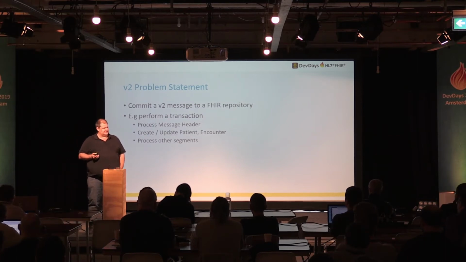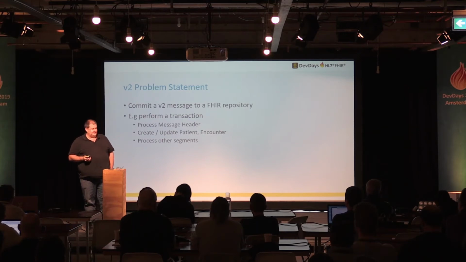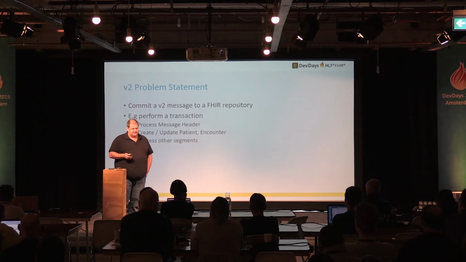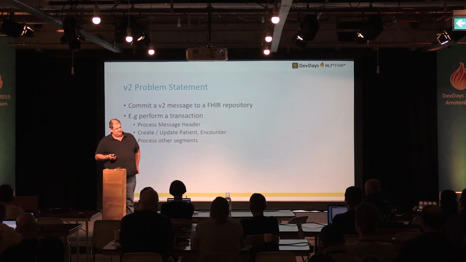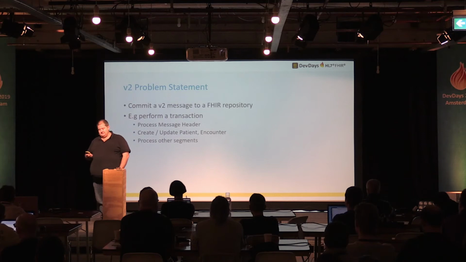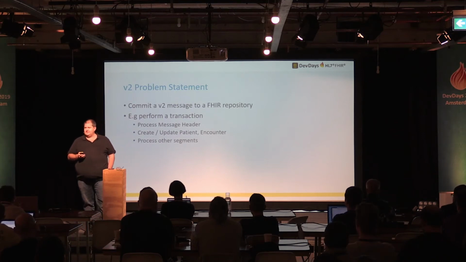So you get a transaction coming in as a message. You're going to, in FHIR, convert it to a transaction, which means you're going to process the message header, figure out what it is, you're going to figure out what actions you should take, create or update a patient, encounter, a bunch of other segments. Some of the segments will get folded into other records, and some will become multiple different resources. That's a fairly common thing for people to do. And just the same again, what are our challenges?